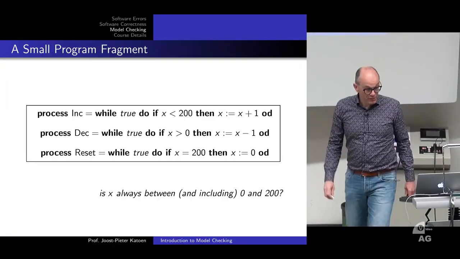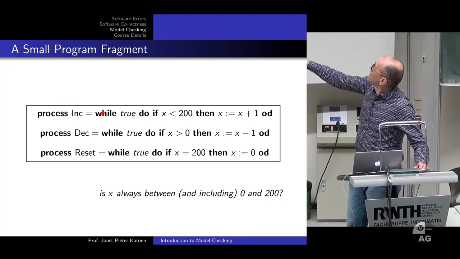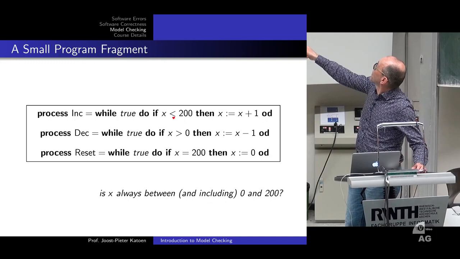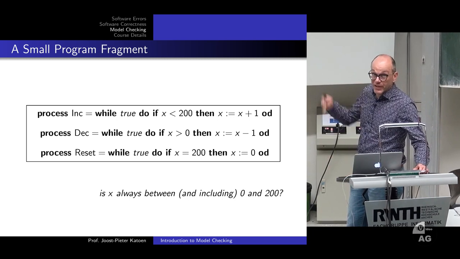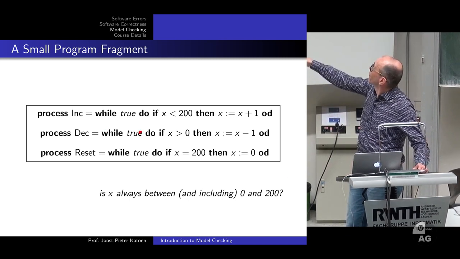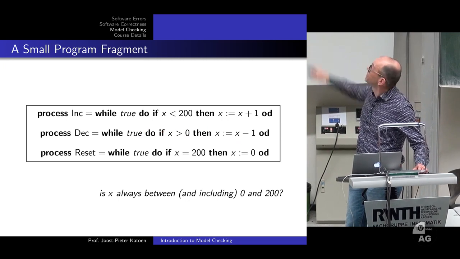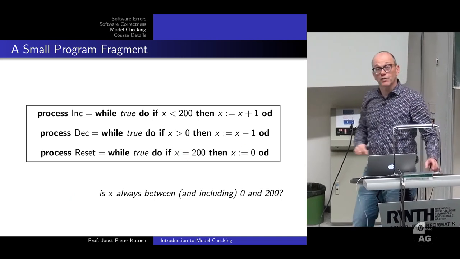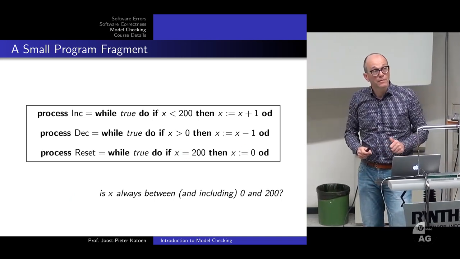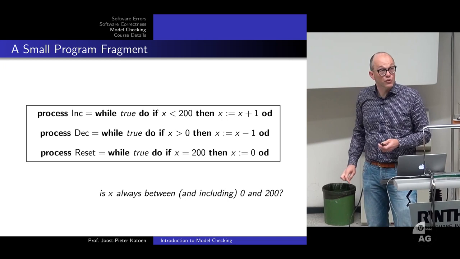And what's the system? The system is a 3-threaded system. We have a thread inc. It's an infinite loop. If x is strictly less than 200, increment x by 1. The second thread is similar but decrements x. So I have an infinite loop: if x is larger than 0, then decrement x by 1. And here you have a process reset. It says if x is 200, then we start at 0 again. My question to you is, is the property, x always between 0 and 200, true?